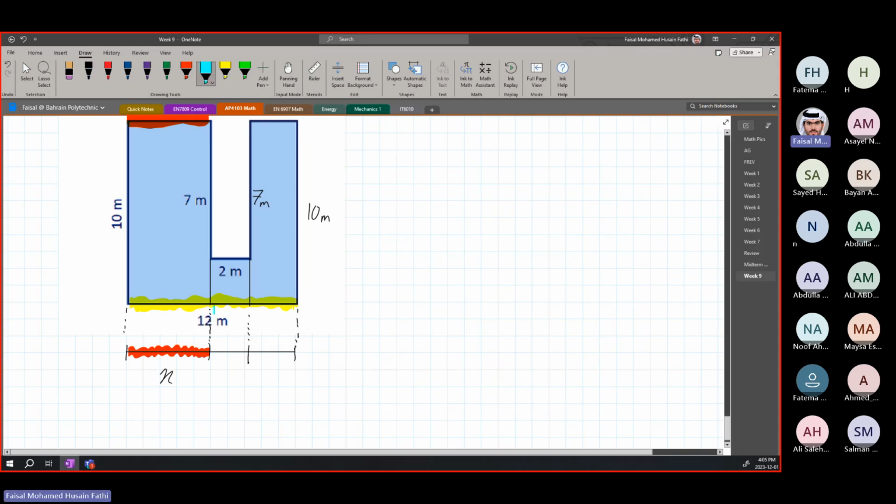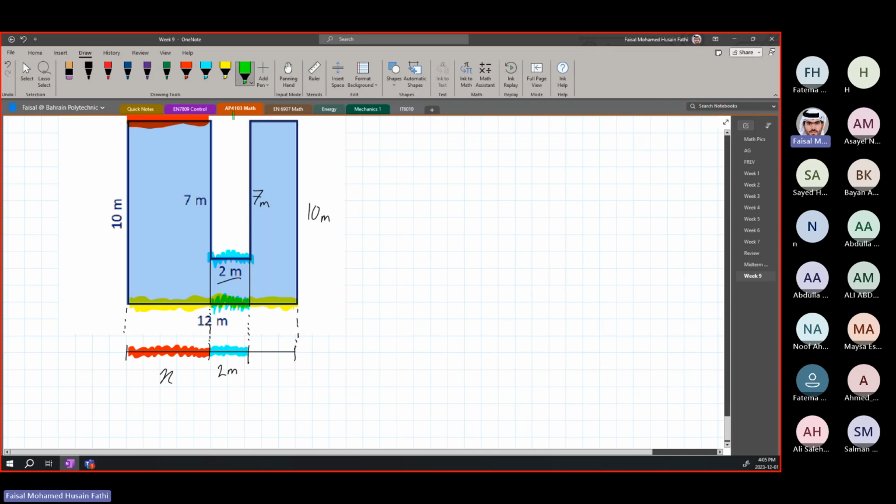Now let's look at this blue part over here, from the first cut to the second cut. This is equal to this side over here, which we already know is given to us as 2 meters. So we know that this blue is 2 meters.